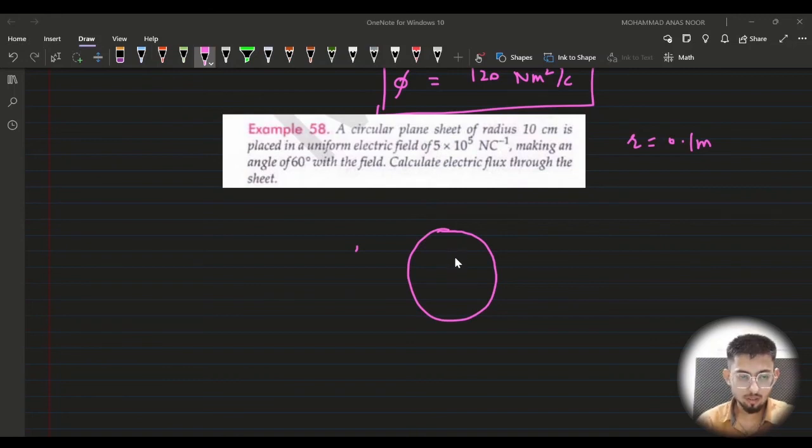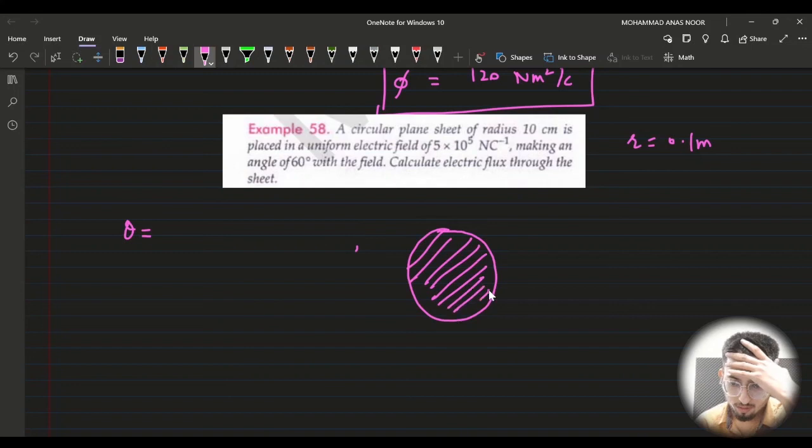So what he says is, the diagram is given now. Actually, I cannot draw. This is the area, right? Now he is saying that this area is making 60 degree with the field. So cos theta, theta is 60? No, wait. Theta is the angle between the normal and the electric field. The normal is not making it. The area is making the angle with the electric field.